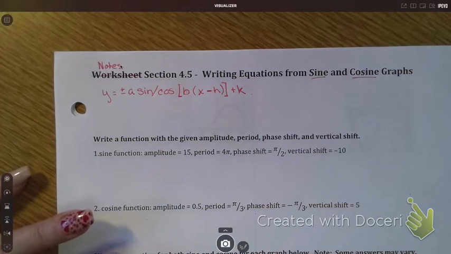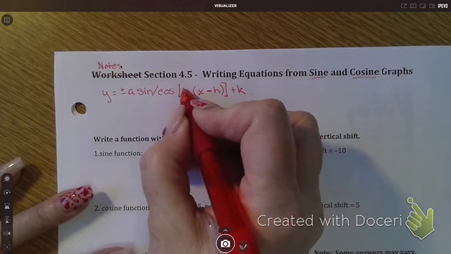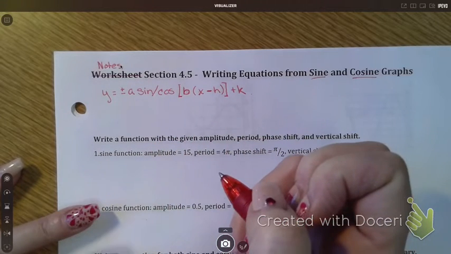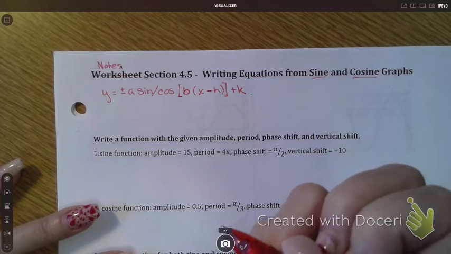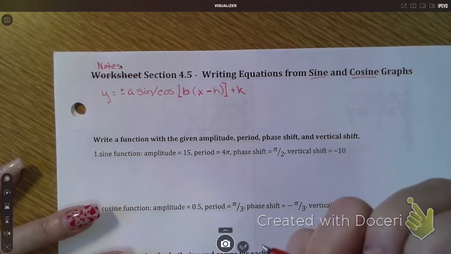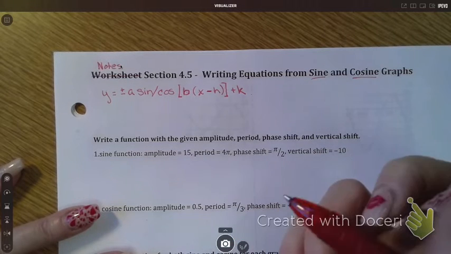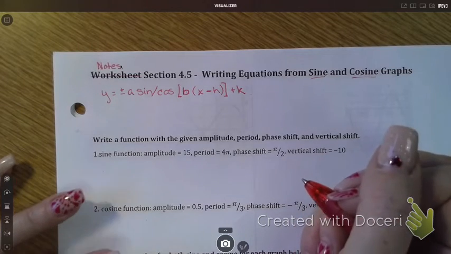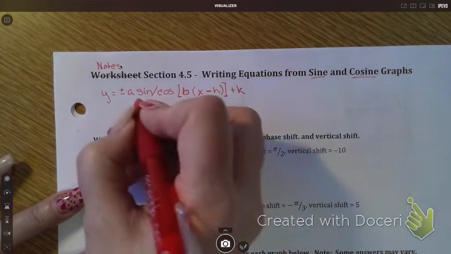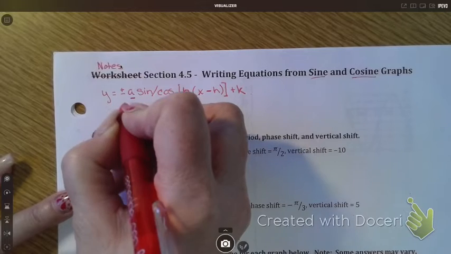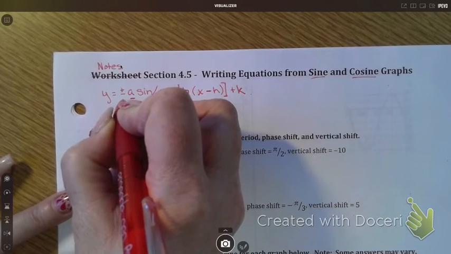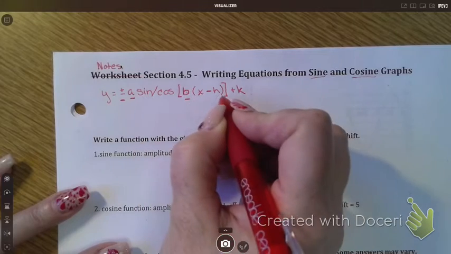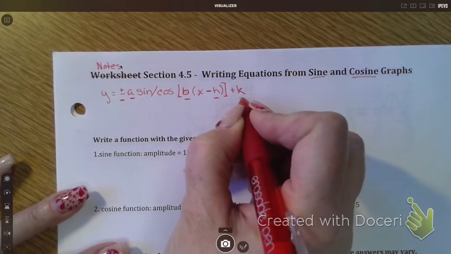So this b, we are not going to put a negative b because we're going to take care of reflections over the y-axis with our other movement. We just aren't going to do the y-axis. It's harder to do. I'm not going to make you do it. Does that make sense? So we need to find these parts. We need to find a, whether it is positive or negative, the b, the h, and the k.